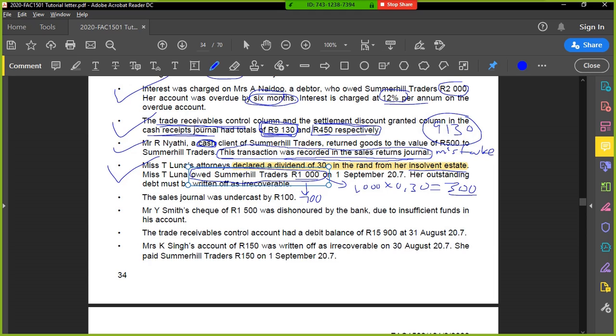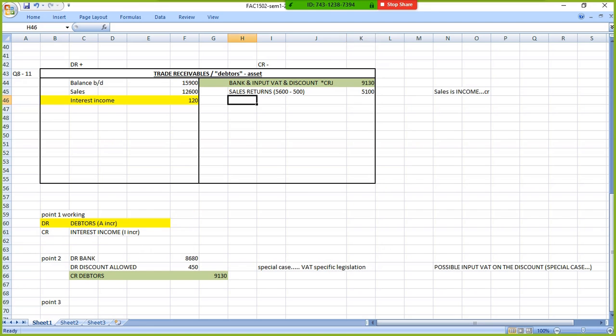She owed 1,000. She paid 30 cents in the rand for the 1,000 that she owed, and the rest is going to be written off. So 700 is the bad debt. Do you see that? Okay, so we need to record this. What did they say in the question? Declared a dividend, owed that. Her outstanding debt must be written off. So only the 700. That's what the question said.